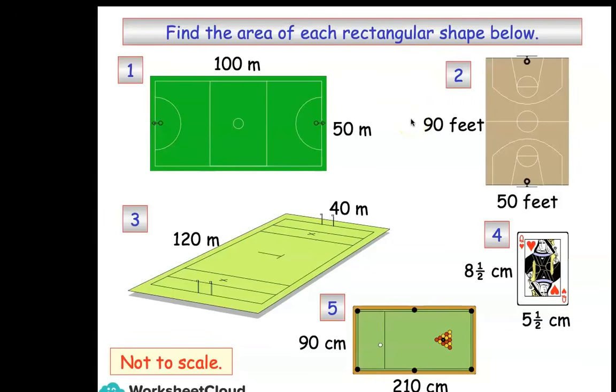Is going to be length 100, width 50. So we know that the area of that's going to be 100 multiplied by 50, and that gives me 5,000 meters squared. Important to notice the unit squared.